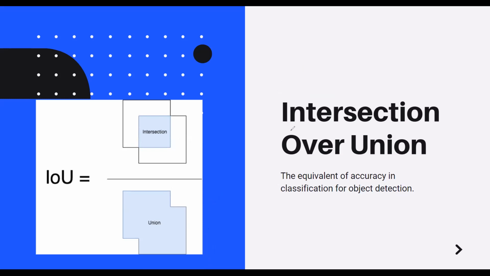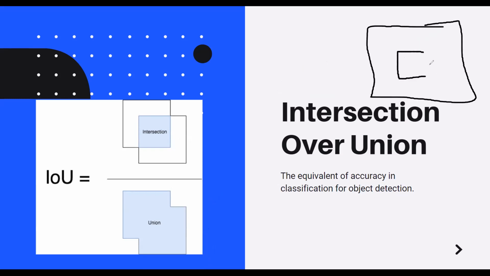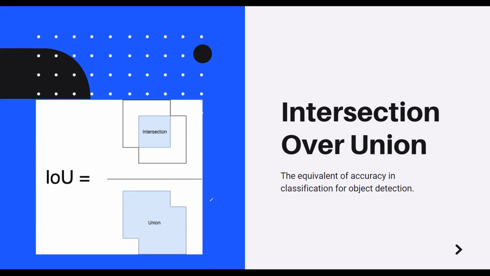So the union gives us first the ability to take care of this problem. For example, this is the large box, and this small box is included within it. So these boxes are certainly not the same. They're certainly not optimal, but still the intersection alone would give you a very good, top result. But the intersection over union wouldn't. And the second problem is just to give you something between 0 and 1. Very good.